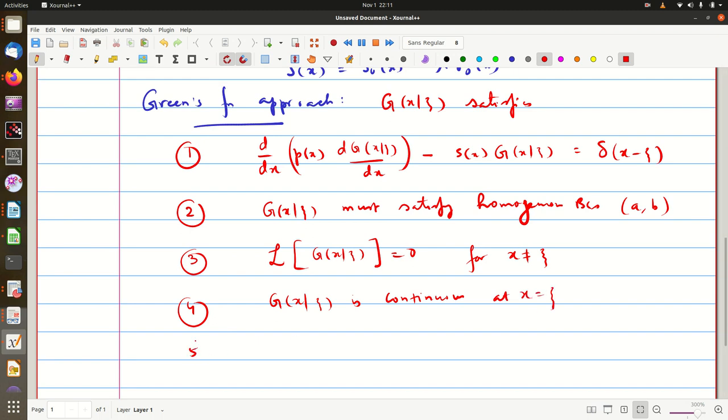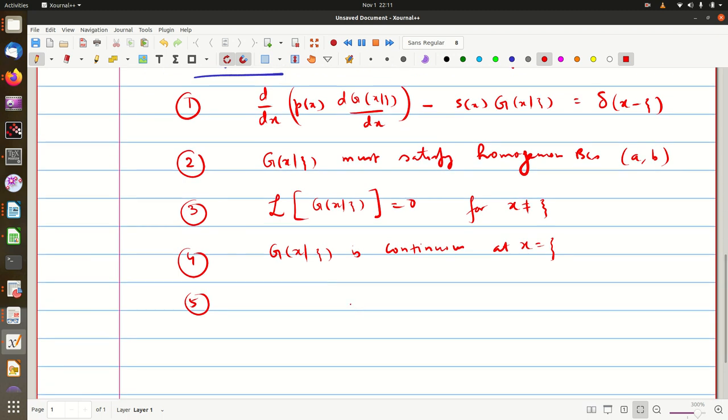And the fifth thing that we know is g of x comma xi has a jump discontinuity at x equal to xi. How do we determine this? g dash, dg by dx. How do we determine this?